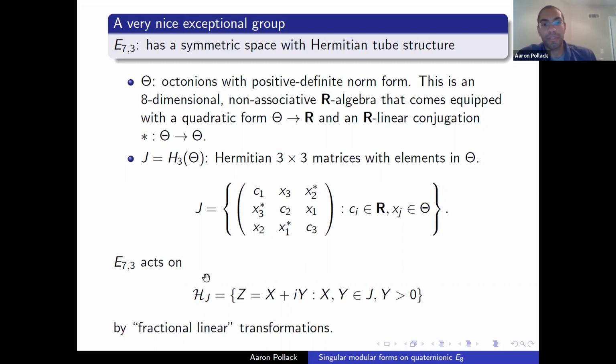Associated to this J, you can make a tube domain. These are the elements z equals x plus iy, where x and y are in this exceptional cubic norm structure, and y is positive definite. There is some notion of positive definiteness on these 3x3 Hermitian matrices with elements in theta. This is the symmetric space for E7-3, and the group acts on it by generalized exceptional fractional linear transformations.